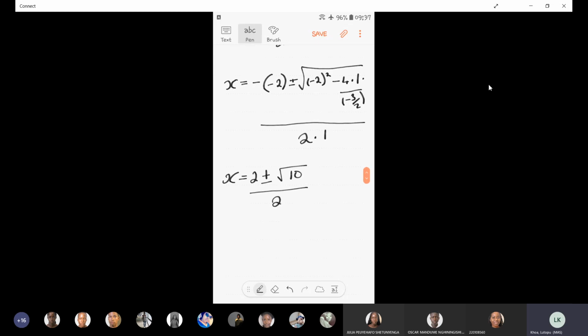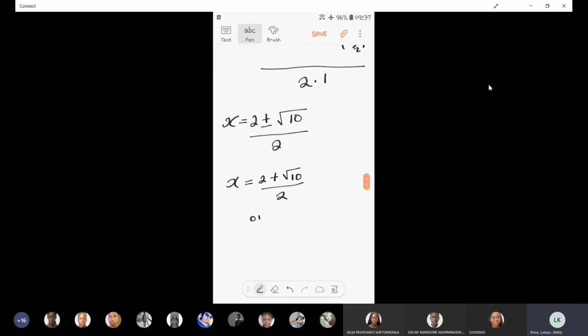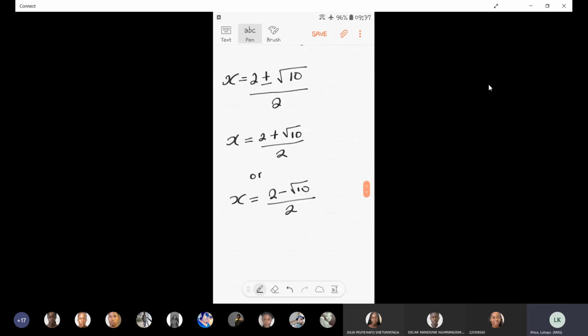So you'll have two solutions. I will write the exact forms. We'll have x is equal to 2 plus the square root of 10 over 2, and or x is equal to 2 minus the square root of 10 over 2. So those are my two values. This is the exact form. If the question tells you to write it to 3 decimal places, that you can easily work out on your calculator.